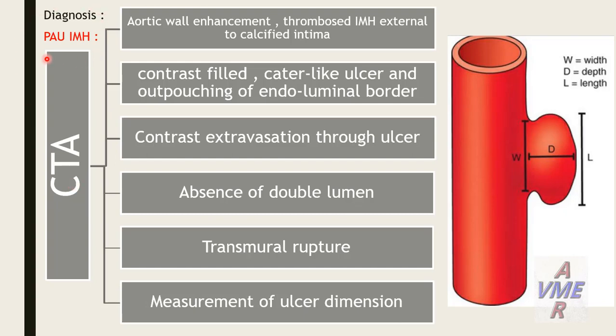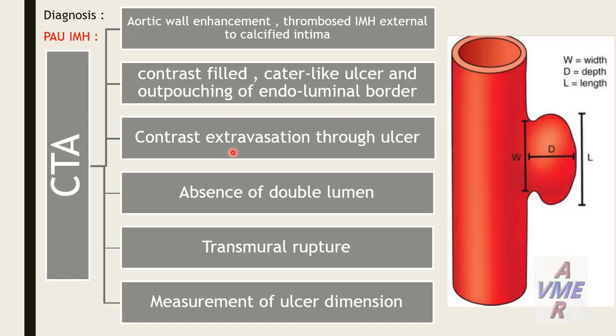Diagnosis for penetrating aortic ulcer and intramural hematoma. Number 1, CT angiography. It can assess the aortic wall enhancement, thrombosed intramural hematoma external to calcified intima. Contrast-filled catheter-like ulcer and outbouching of the endoluminal border in case of penetrating aortic ulcer.